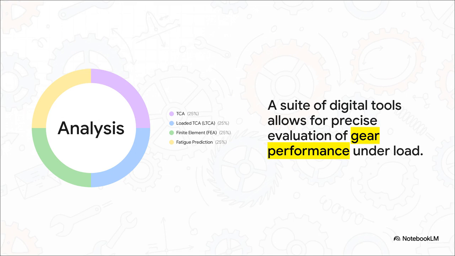This means they're using a whole suite of digital tools. You've got tooth contact analysis, or TCA, to check the basic geometry. Then you've got loaded TCA, which simulates what happens when you actually put force on those teeth. And then there's the heavy hitter, finite element analysis, or FEA, which is like giving the gear a full-body MRI to see every single stress point. These tools are so good, as Vignesh and Mertens demonstrated in 2024, that they can even design gears out of new materials like thermoplastics, predicting exactly how they'll behave.